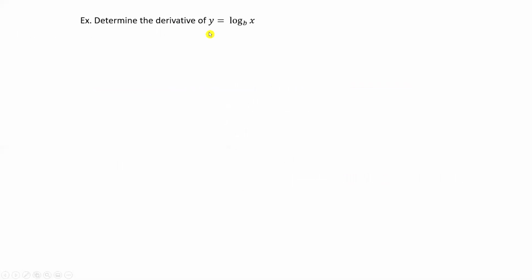So we're going to determine the derivative of y equals log base b of x. Let's start with the definition. The limit as h approaches 0 of f of x plus h minus f of x, all over h. This is the definition of the derivative. We can use this to find the derivative of any function whatsoever. F of x, in this case, is y equals log base b of x. So f of x and y mean the same thing. So if y equals log base b of x, f of x equals log base b of x.